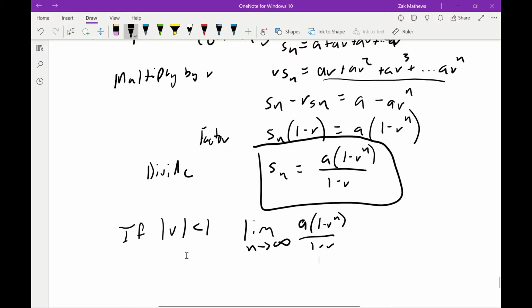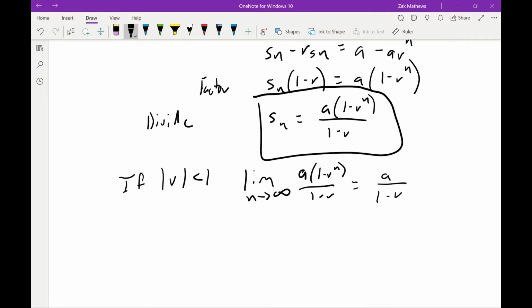And so if the r is less than 1, that means we have a fraction here, and that fraction is being raised to the infinity power, which means that is going to 0. And so we'd be left with a times 1 over 1 minus r. So if the absolute value of r is less than 1, this is our series value. That will be equal to the series value.